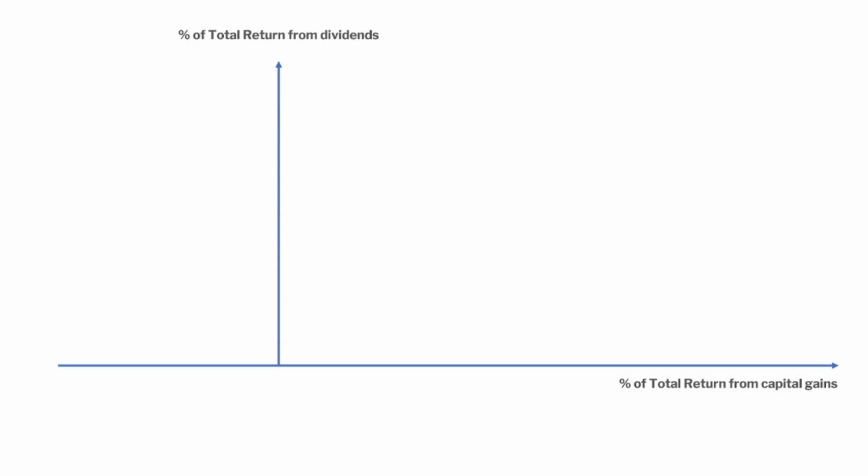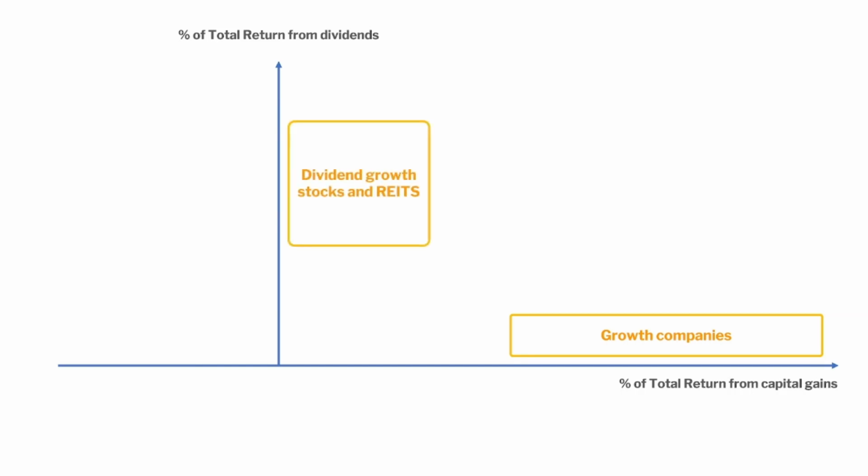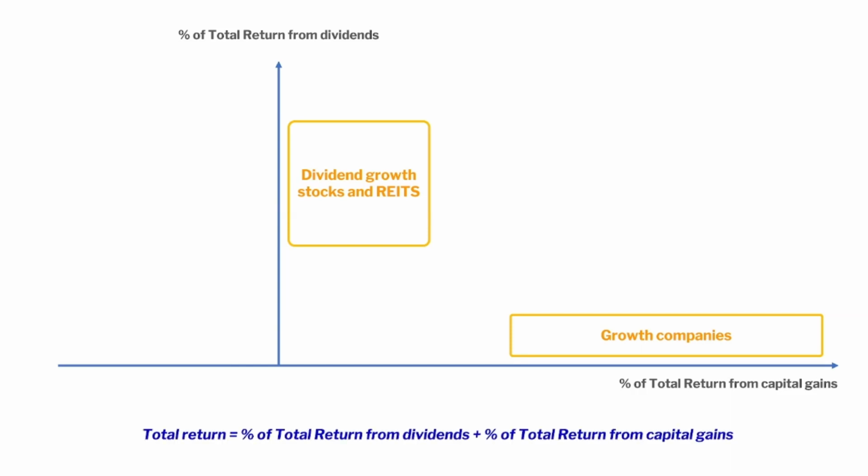The chart shows the x-axis as a percentage of total return from the capital gain. Those who are higher and closer to the x-axis are the high growth stocks that do not usually give dividends. The y-axis shows the percentage of total return from dividends. Those closer and higher on the axis are dividend growth stocks and REITs. Adding the coordinates of the x-axis and y-axis will give the stock's total return.